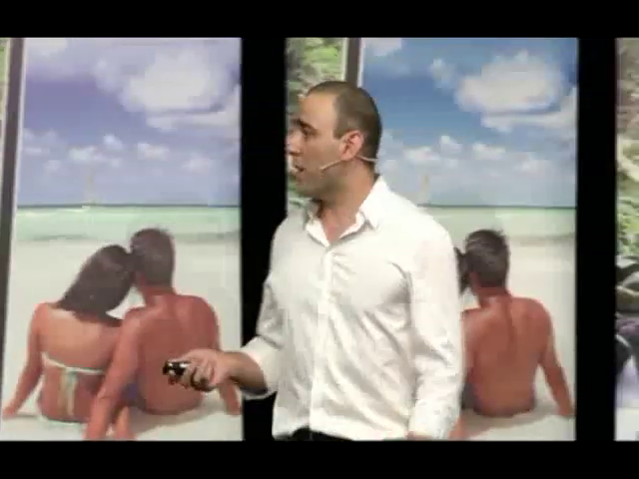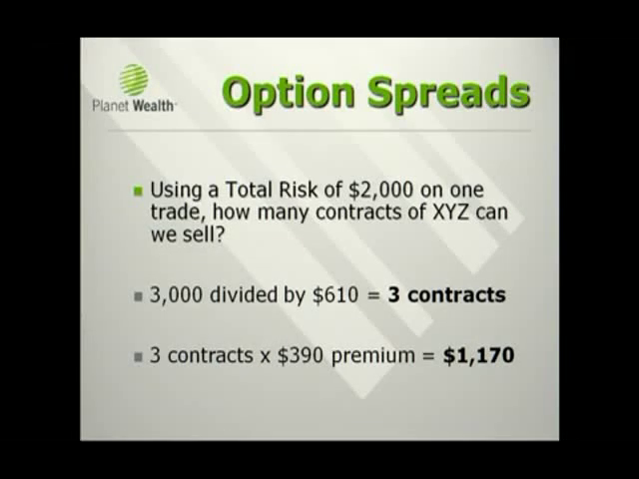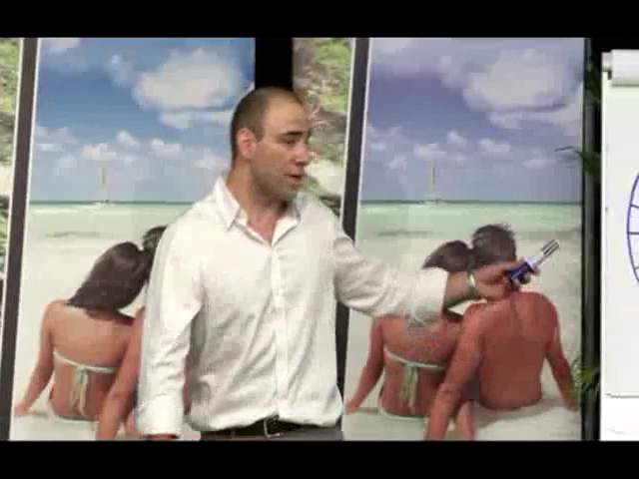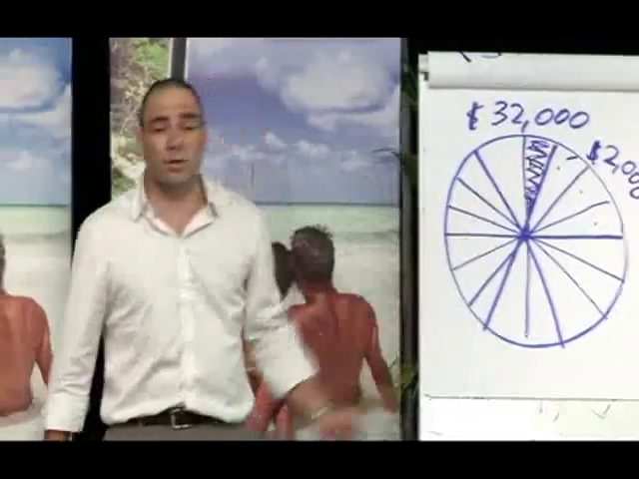So our risk for 3 contracts is 3 times $610, which is $1,830, and our return is $1,170. So we're not risking even a full slice. We're risking about $1,800 in one trade, and for that, we get a return of $1,170 in your account when you do the trade.